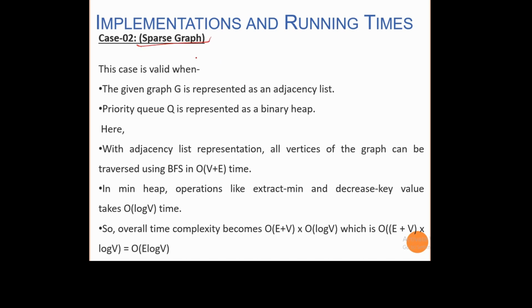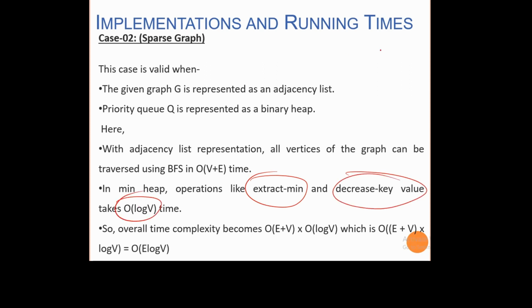So now suppose the graph is a sparse graph. Okay, and so we will represent that sparse graph using the adjacency list, and the priority queue is represented as a binary heap. So with adjacency list representation, all the vertices of the graph can be traversed using BFS in O of V plus E time, we just recall the time complexity of the BFS, that was O of V plus E time. And in the case of min heap operations, like extract min and decrease key value, it will take O of log V time.